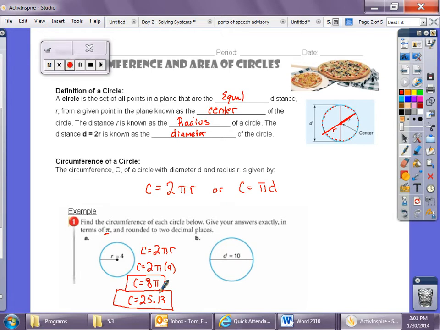So now for the next one, we know that the diameter is 10. Well, we know that circumference is pi d. Alright, pi times the diameter, so circumference is pi times 10. I would write it as 10 pi. That's the exact answer. Our rounded answer is going to be the circumference equals 31.4. So we just do 10 times pi, and when we get that, we get 31. Actually, it's going to be 2 decimal places, so it's 31.42, 2 decimal places.